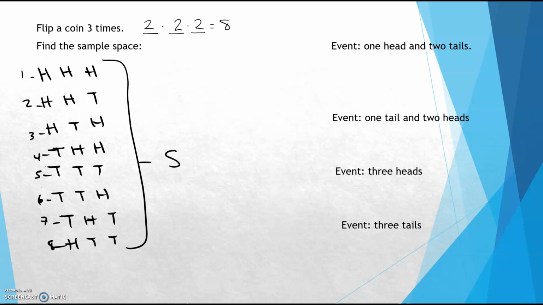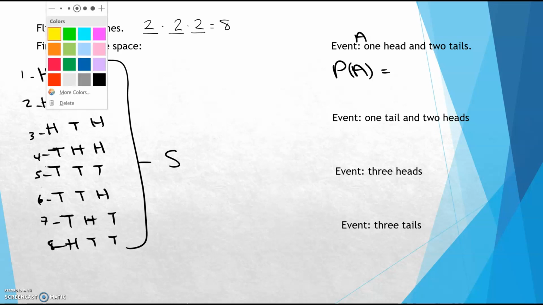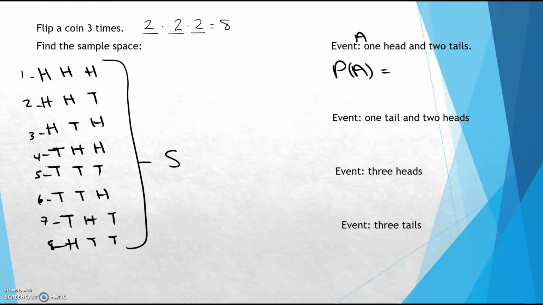Okay, so I'm looking for an event, we'll say this is event A. We'll find the probability of event A: 1 head and 2 tails. So I'm looking for 1 head, 2 tails. I have one right here, there's 1 head, 2 tails here and here. So count the number of ways event A happens: 1, 2, 3, out of your sample space, which we found to be 8. That's the probability of event A happening.